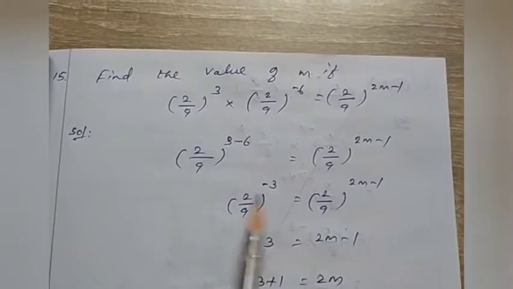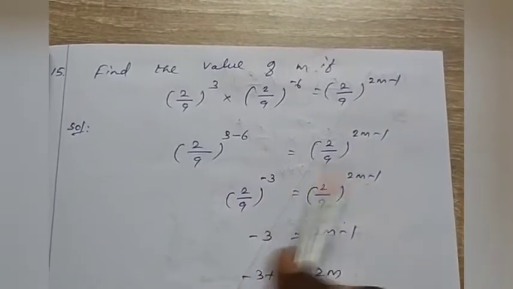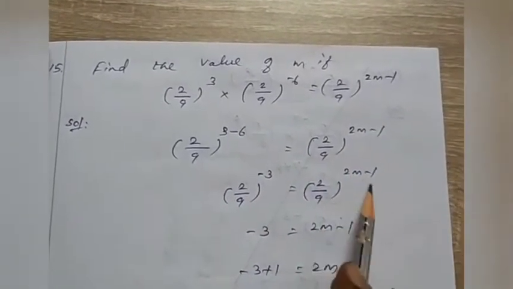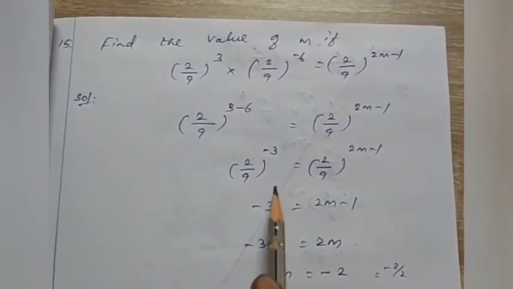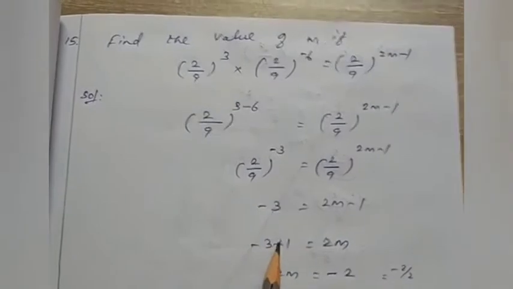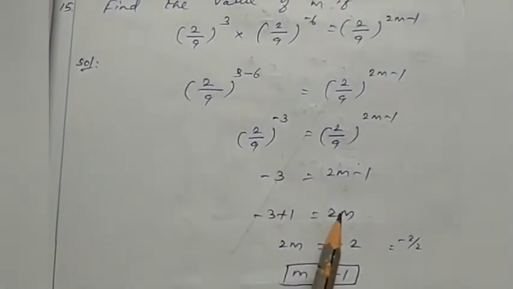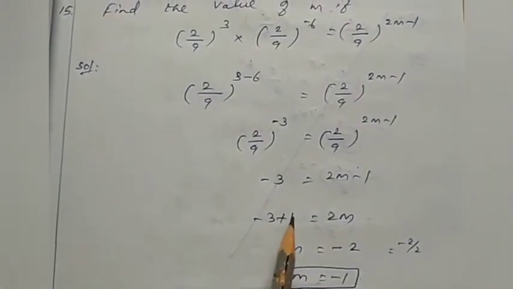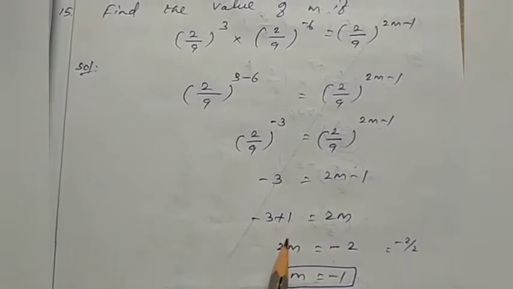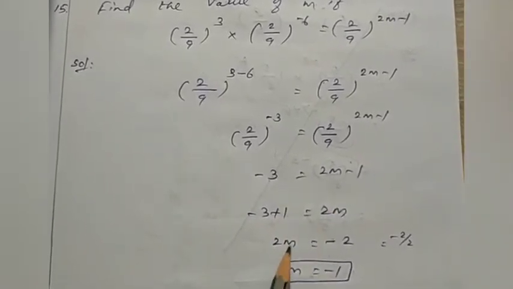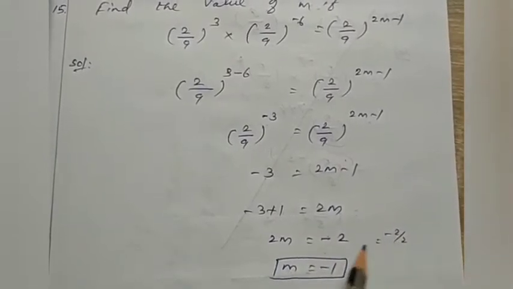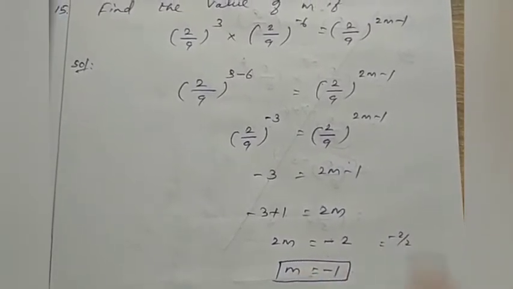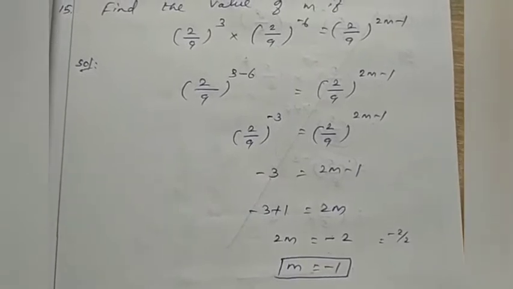Here the bases are the same, so now equating the powers, 2m minus 1 is equal to -3. Minus 1 transposing to that side becomes plus 1. So -3 plus 1 is equal to 2m. -3 plus 1 is equal to -2. So 2m is equal to -2, so m is equal to -2 divided by 2. So therefore the value of m is equal to -1.